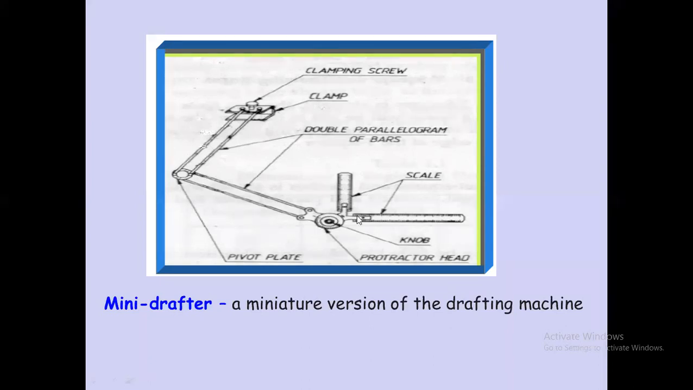If you set it for 30 degrees, this horizontal line is set for 30 degrees. If you move it anywhere, it will show only 30 degrees. If you set it for 40 degrees, it is 40 degrees. If it is set for 90 degrees, it will be 90 degrees. Like this, the mini drafter can be used. This is the pivot. Pivoting means you can move it anywhere. And this is a clamp, and this clamp is put on the drawing board. So one side is fixed.